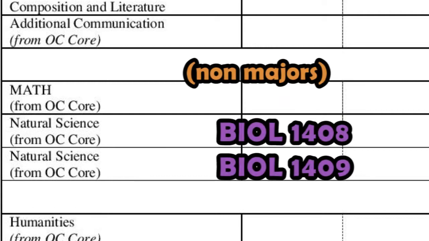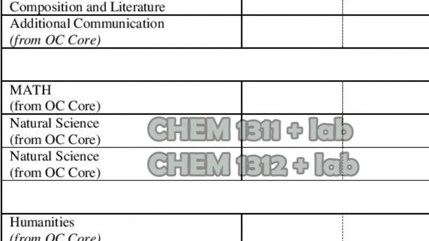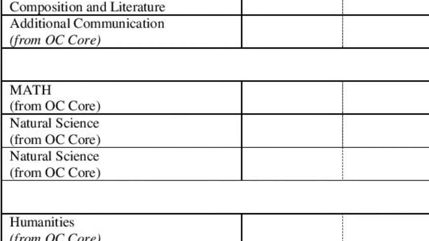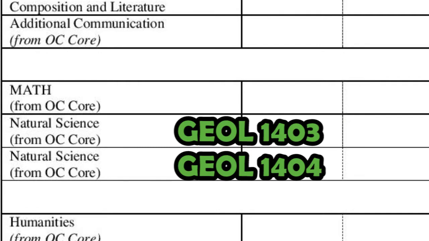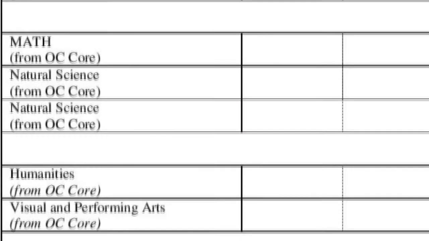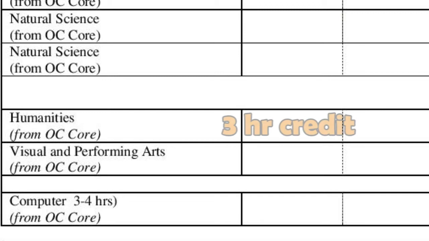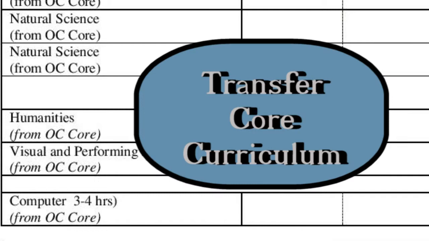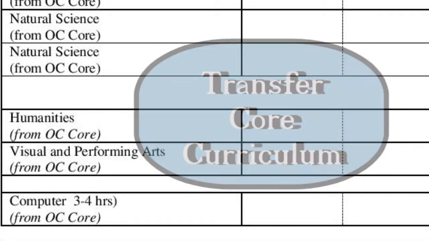Biology 1408 for non-majors and Biology 1409 for non-majors are preferred. However, you can also take Chemistry 1311 with the lab and Chemistry 1312 with the lab, or Geology 1403 and Geology 1404. In the next section, you will need a 3-hour humanity credit and a 3-hour visual and performing arts credit. You can pick any classes listed in Odessa College's catalog under the Transfer Core curriculum in these categories.